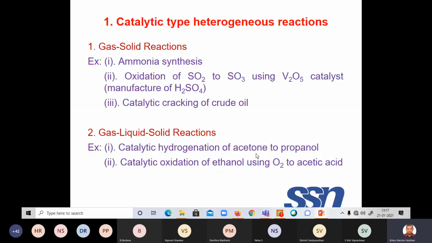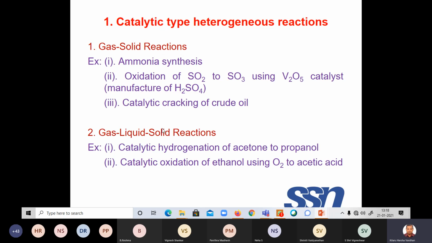Catalytic hydrogenation of acetone to propanol. This is one very famous example for this. It is occurring on a catalyst surface, right? So catalytic hydrogenation of acetone to propanol, that is one example. The other example is catalytic oxidation of ethanol using O2 to acetic acid. This is also one more example of gas, liquid, solid reactions, whereas the earlier one is gas and solid reactions.